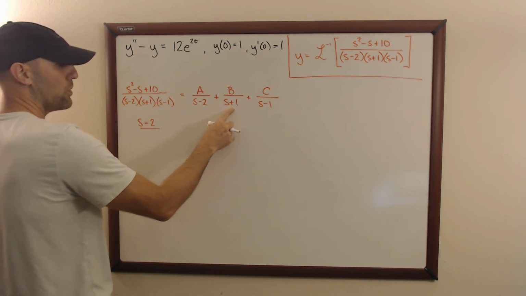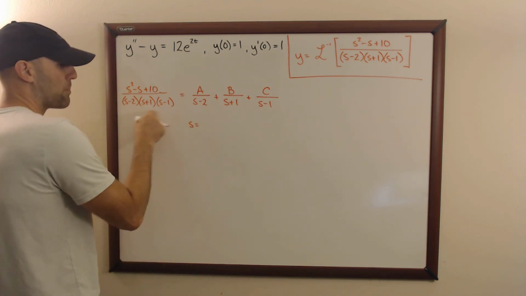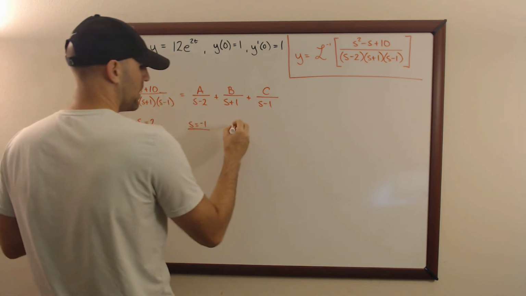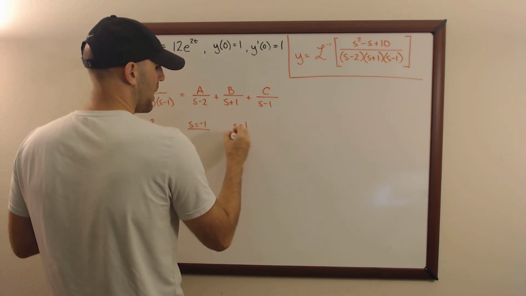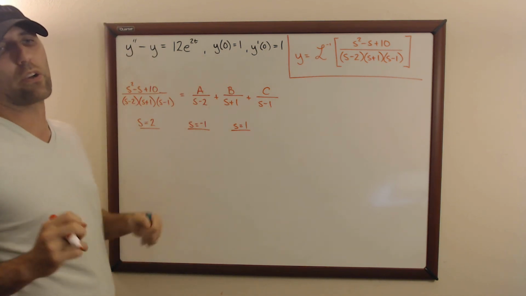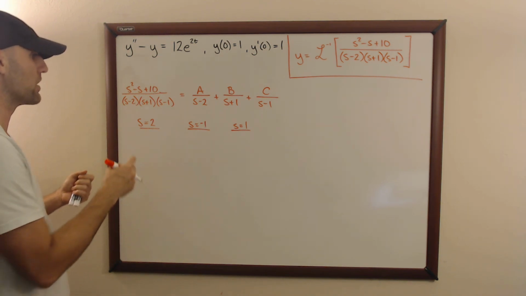I'll choose 2, -1, and 1, obviously representing the zeros for the denominator polynomial here. Again, 3 zeros, 2, -1, and 1. So I'll plug in -1, plug in 1. And again, this works because, of course, this equation is true for all possible values of s. And if it works for every possible value of s, it's got to work for these, right? So let's plug in 2 and let's see what happens.